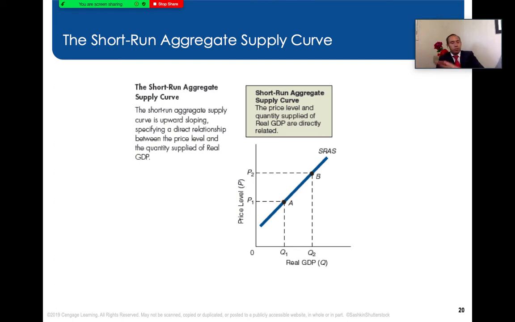So perhaps this is probably the best reason why the aggregate supply curve is upward sloping. It has a direct relationship with price level in the market for all goods and services. The higher the price level, the greater the quantity supplied in real GDP terms. So we have an upward sloping supply curve. And the aggregate supply curve can shift or it can contract for various reasons.